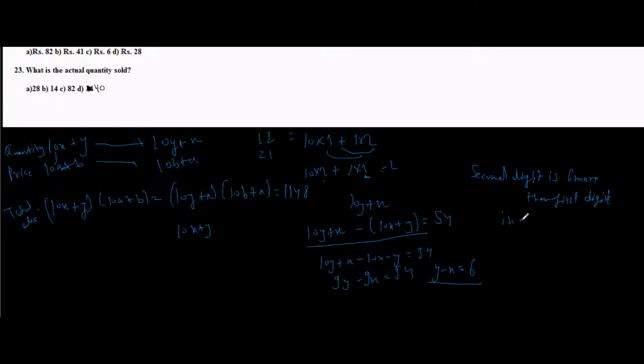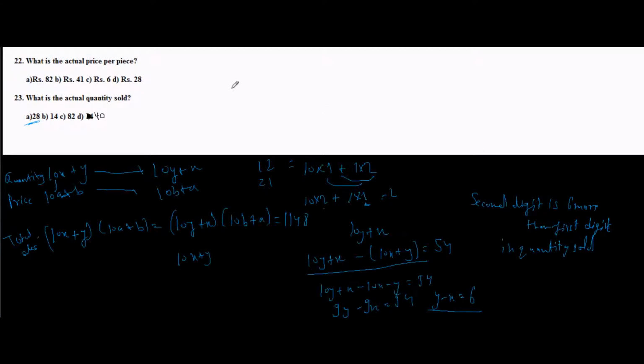In quantity sold. So if I look at the quantity sold, which is actually my second question, my answer would be the one where the second digit is 6 more than the first digit. I can clearly see that that is the only case in 28, because in 28, 8 is 6 more than 2. So the actual quantity sold is 28. Therefore, using this we can answer the 22 as well.